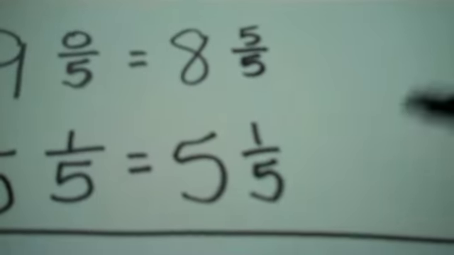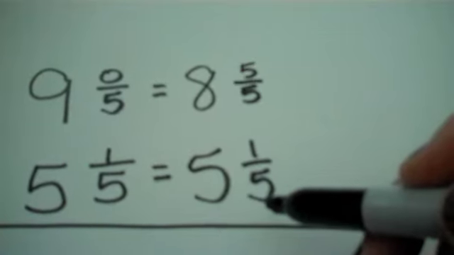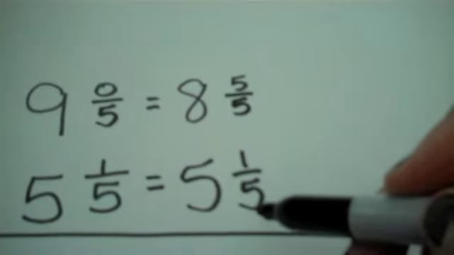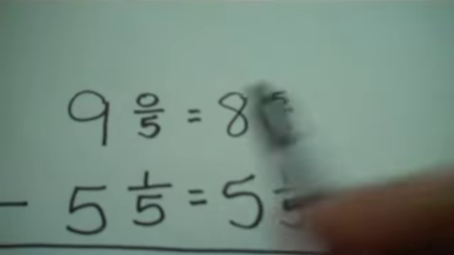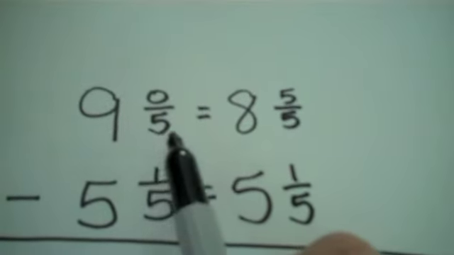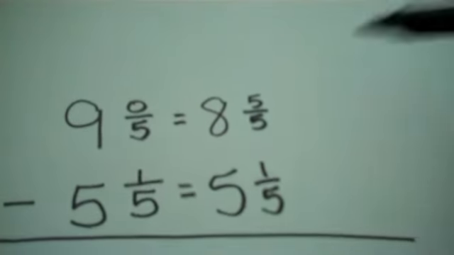5/5. I'm using fifths because this guy down here at the bottom is already in fifths, and at this point in our unit we're only dealing with problems that have the same denominator. So it's an easy change. 8 5/5 is the same thing as 9 0/5. I've just moved some numbers around and made some changes so I can now subtract.